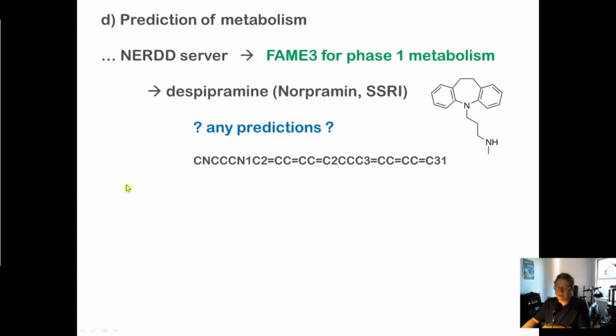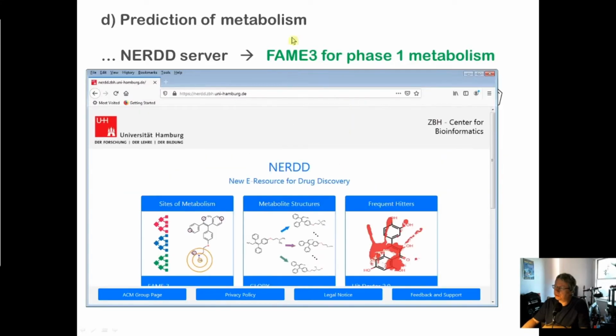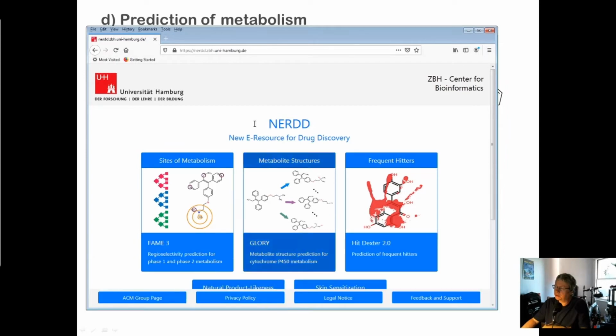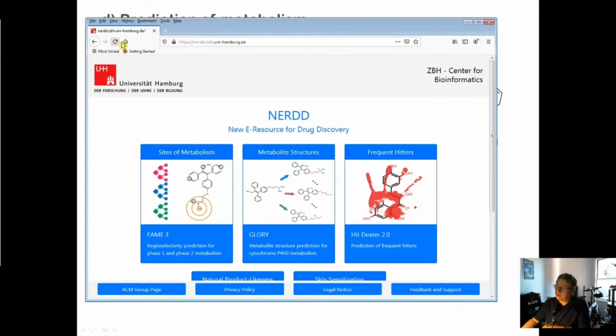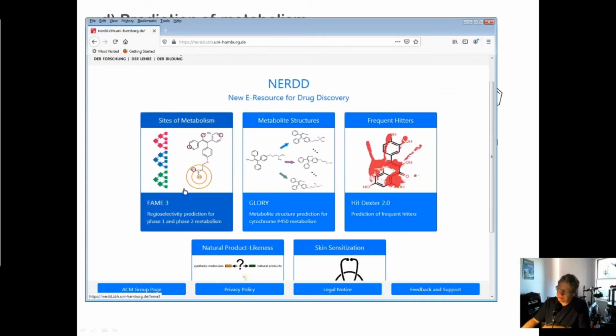Okay, so I put it on the clipboard. Okay, here's the NERD server. Let's refresh it and make sure it's still working. So I went to nerd.zbh.uni-hamburg.de, and DE is Germany, and I'm going to refresh the website. Okay, so we're connected to the server, and what we're going to do is the FAME3 sites of metabolism tool, which is this left button.